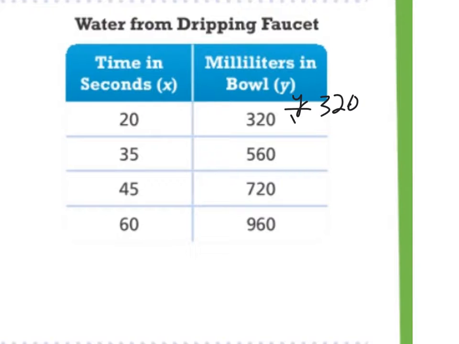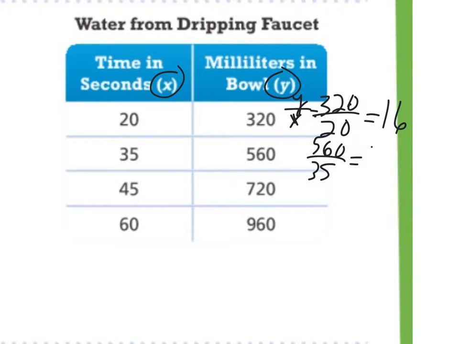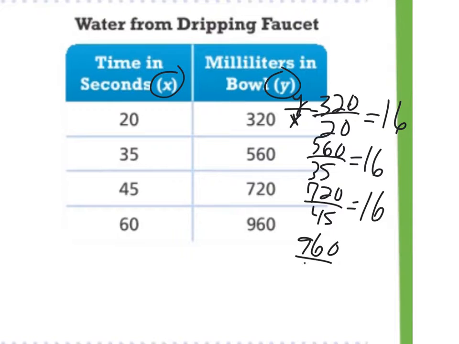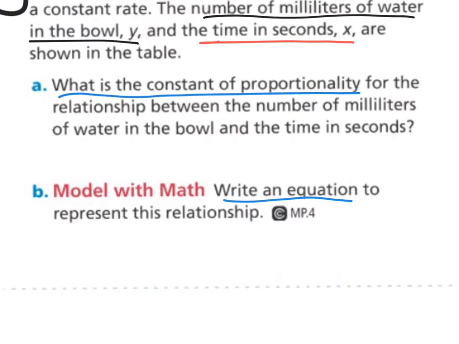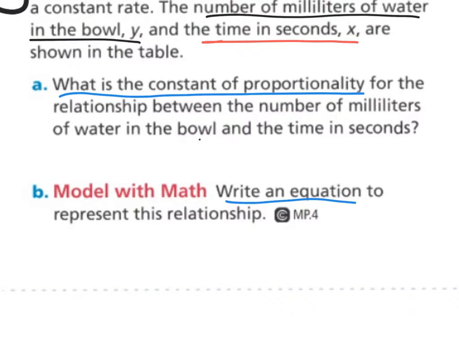So again, if we do y divided by x, okay, so 320 divided by 20 is 16. 560 divided by 35 would be 16. Okay, all of these should be 16 when we divide these out. And again, that's what we would expect, that they would all be the same, because they basically told us that it's going to be proportional. So constant of proportionality, we got 16 every time we divided y by x. So constant of proportionality would be 16.